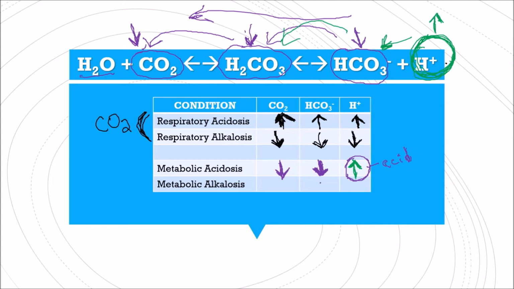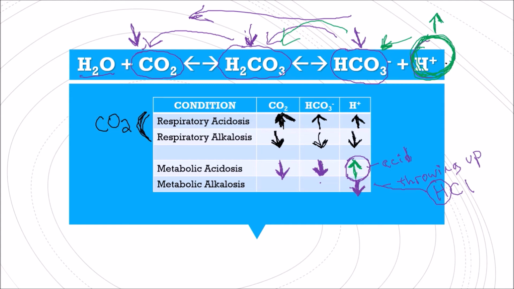So your metabolic alkalosis, that would be if you are throwing up. So if you're throwing up, what are you throwing up? You're throwing up hydrochloric acid from the contents in your stomach. So if you're throwing all of that stuff up, that means your H's are going to go down because you're throwing them all up. So you don't have them in your body anymore.